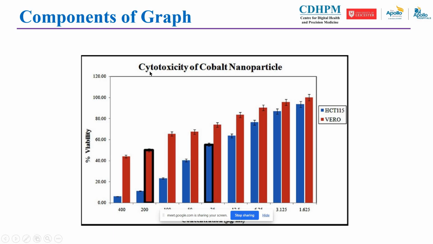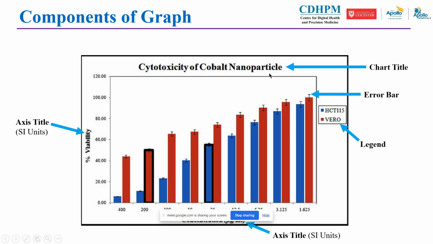Okay, first, every graph has a title which by default should be a self-explanatory component. It should give away the experiment or the data that is being presented. In this case, it's a cytotoxicity assay of a particular nanoparticle that is being synthesized. That's a chart title. Then you have axis title.